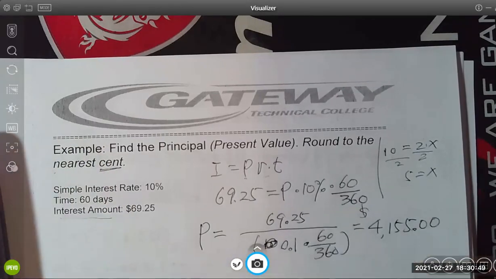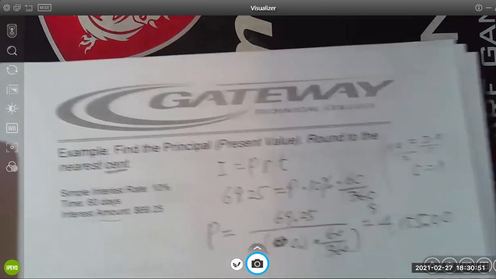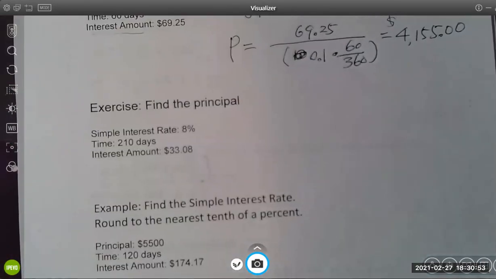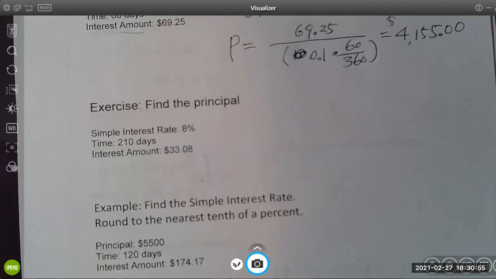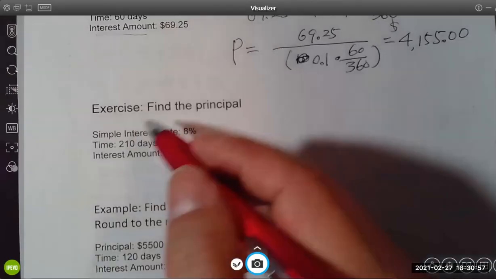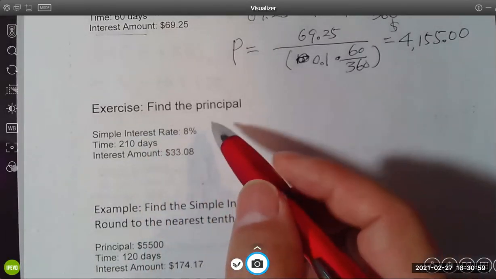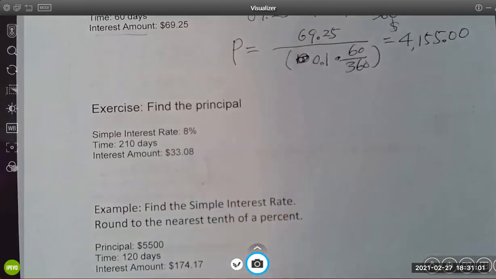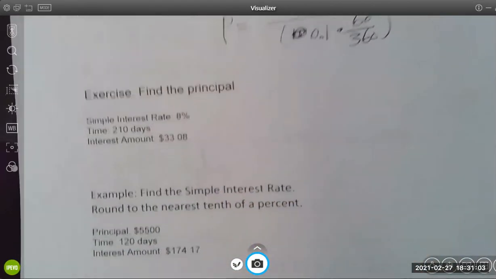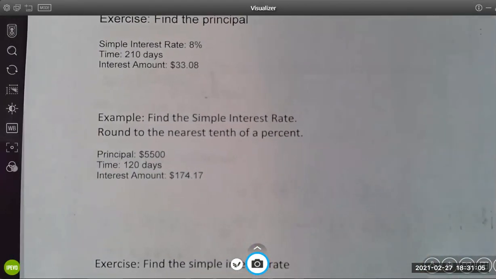Okay, we found the principle. That's it. And now let's move on to the next one. And see this one, we skip this exercise problem. Basically, it's the exact same kind of problem, we just have different numbers. Now, let's look at the next example.